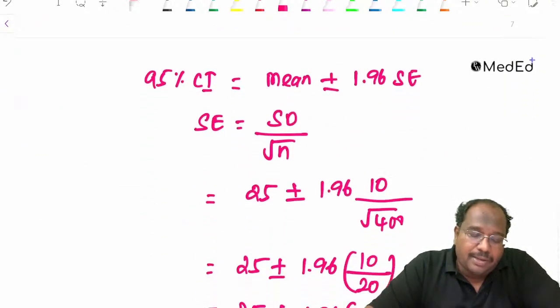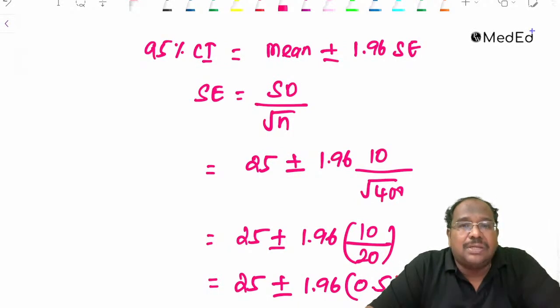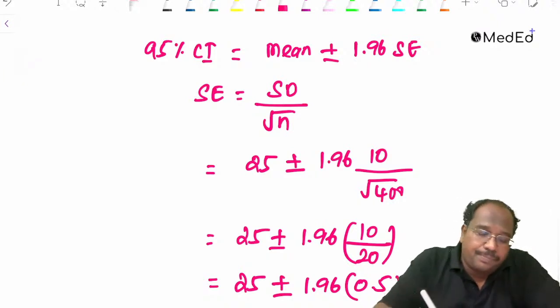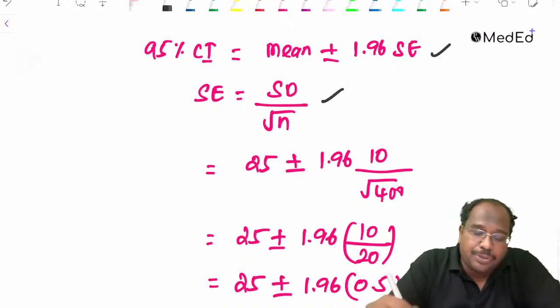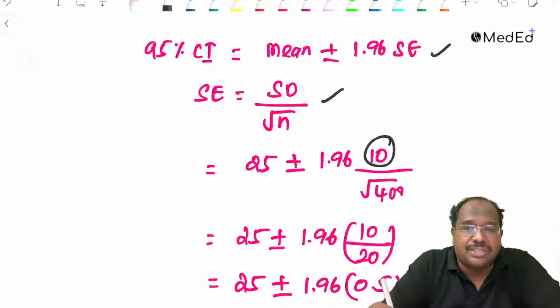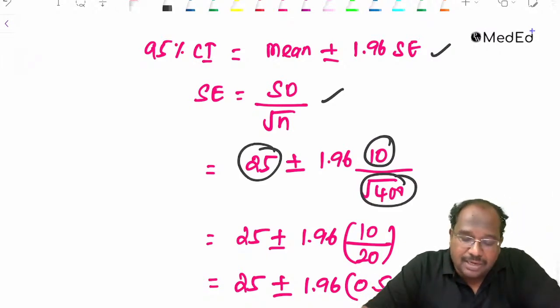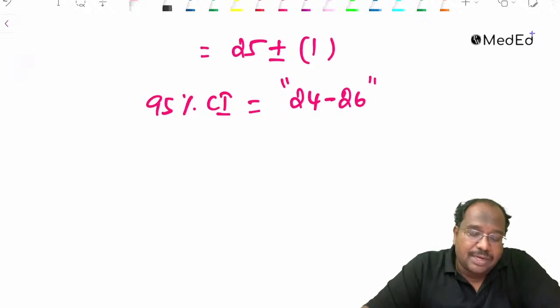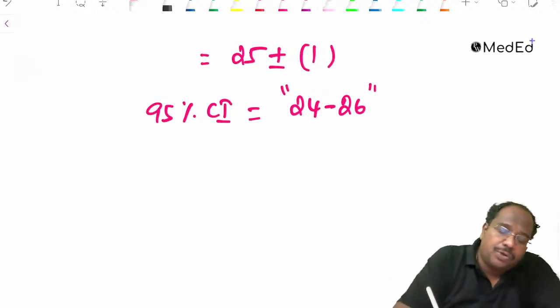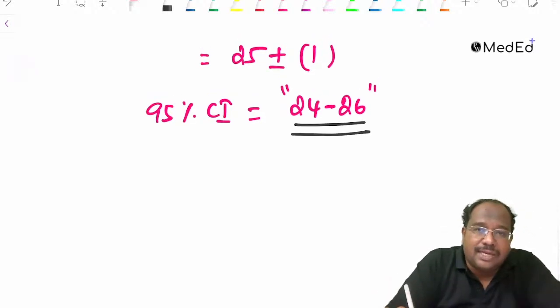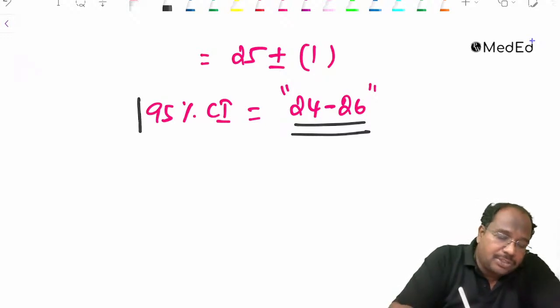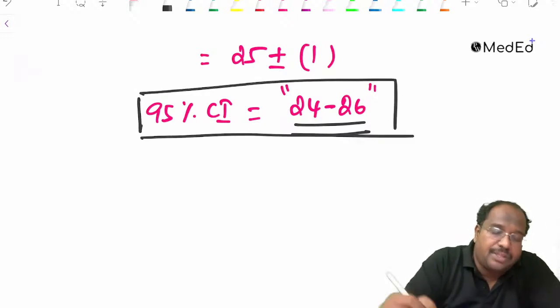So what is the formula here? The formula is mean plus or minus 1.96 standard error. The standard error formula is standard deviation divided by square root of n. So we substitute here: standard deviation is 10, n is 400, mean is 25. If you do the calculation, the 95% confidence interval is 24 to 26. So we can say that 95% of the times the population's original value will fall between these.